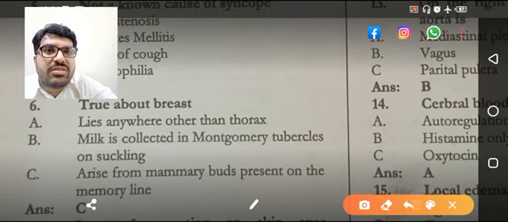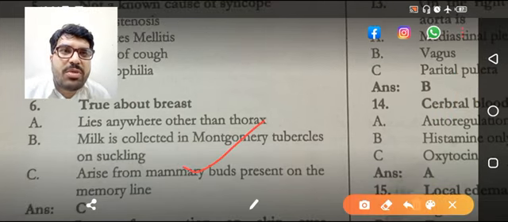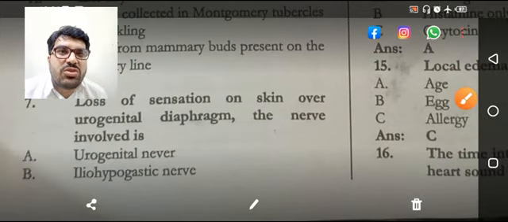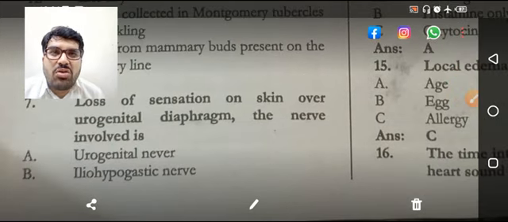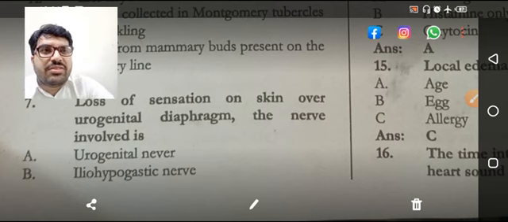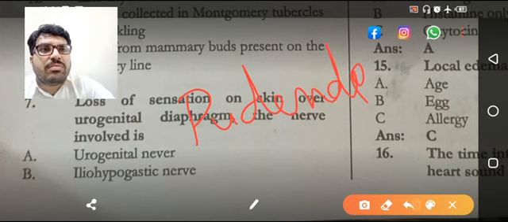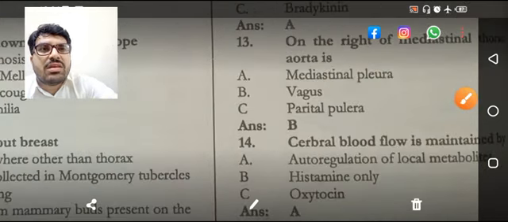True about the breast, the answer is: arise from mammary buds present on the mammary line. Loss of sensation on the skin of the urogenital triangle, the nerve is the pudendal nerve. The answer is the pudendal nerve.